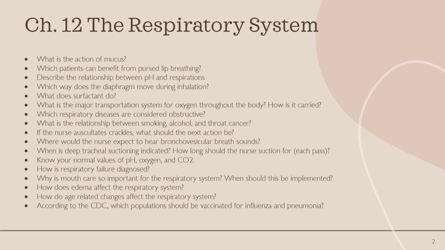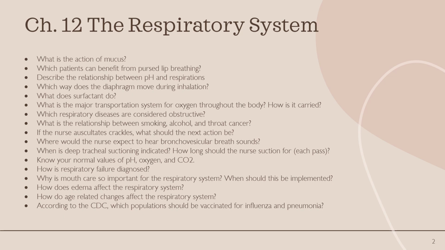When the diaphragm contracts, it moves downward and the other chest muscles contract, pulling the rib cage up and out, expanding the lungs and creating an area of negative pressure. Air from the atmosphere, which has a positive pressure, will then flow into the lungs. So the diaphragm moves downward during inhalation.